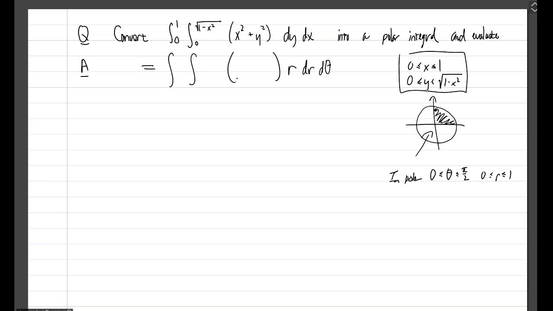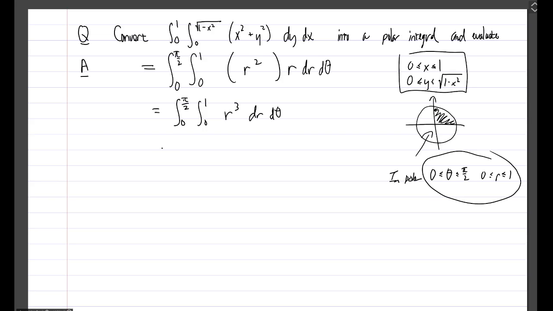Since theta is on the outside, it goes from 0 to pi over 2. Since r is on the inside, it goes from 0 to 1. That's copied from over here. And then x squared plus y squared: we could go through all of the mess of turning x into r cosine theta and y into r sine theta, but we can also just use another equation from polar coordinates, namely that x squared plus y squared is equal to r squared. So take a look at how nice this integral is: integral 0 to pi over 2, integral 0 to 1, r squared times r, which is r cubed, dr d theta.